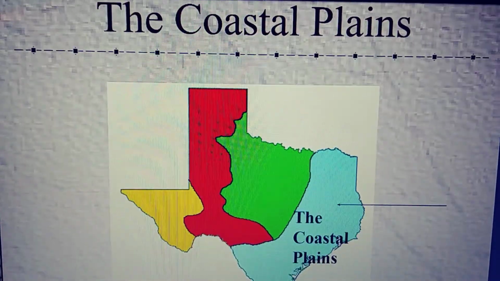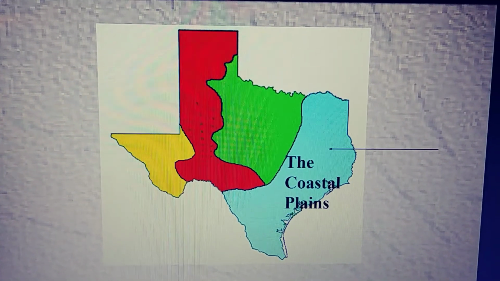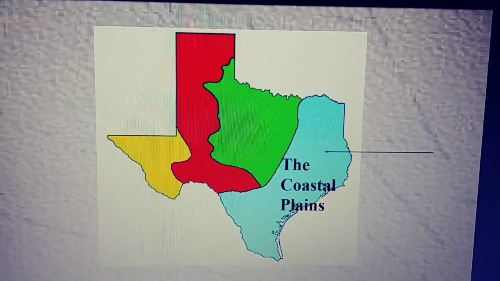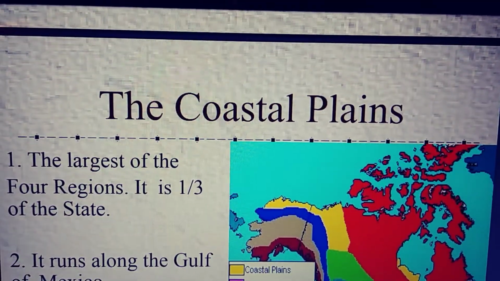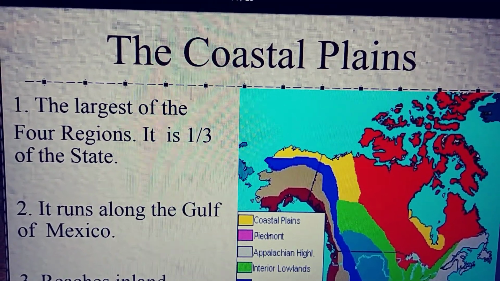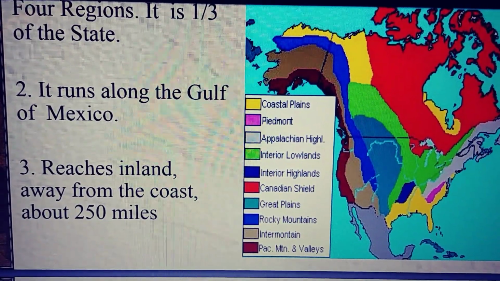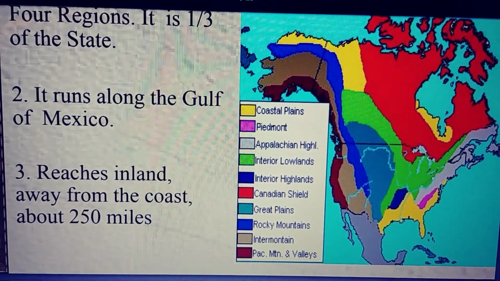Now we got the Coastal Plains. Hey, who lives there? The Coastal Plains. I think we all do. Beeville is there, Goliad is there, Victoria, and of course Corpus Christi, where I used to live. The Coastal Plains. Let's find out about it. This is the largest of the four regions. It's 1/3 of the state. It runs along the Gulf of Mexico, and it reaches inland away from the coast about 250 miles.